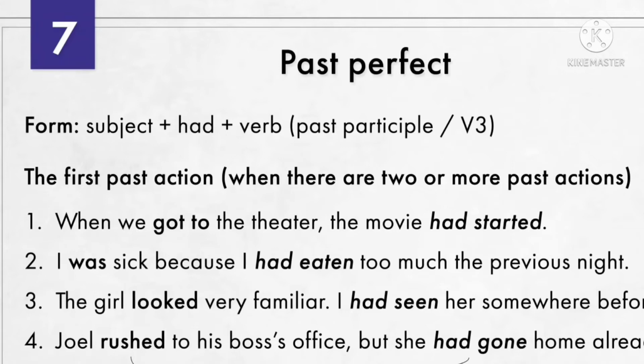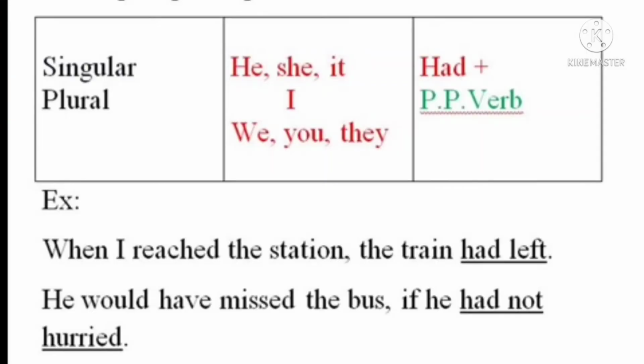Okay, look at another example. I was sick because I had eaten too much the previous night. Okay. When I reached the station, the train had left. He would have missed the bus if he had not hurried. Okay, if we had not hurried. So this is the past perfect tense.